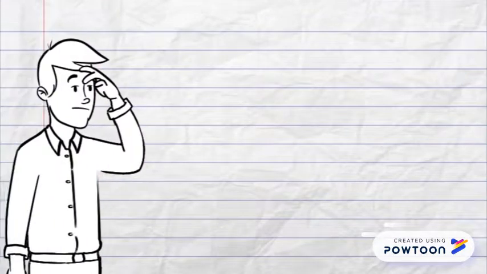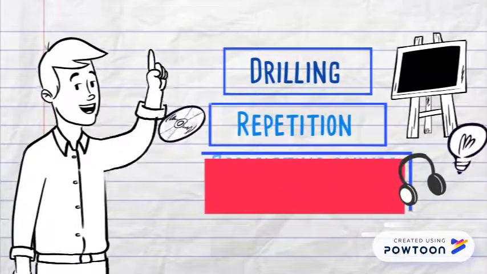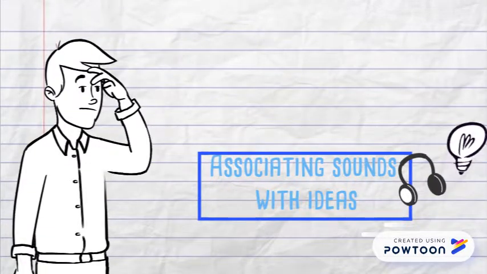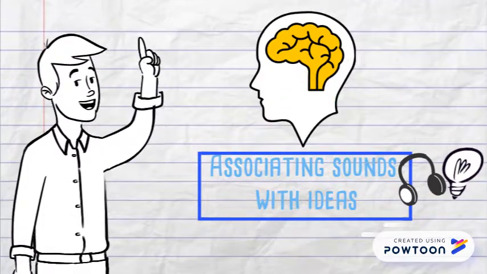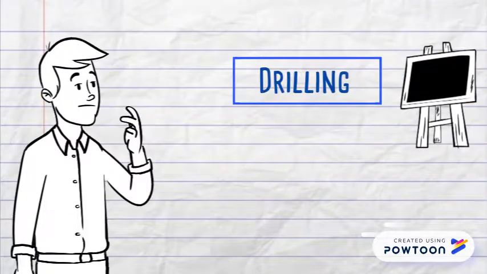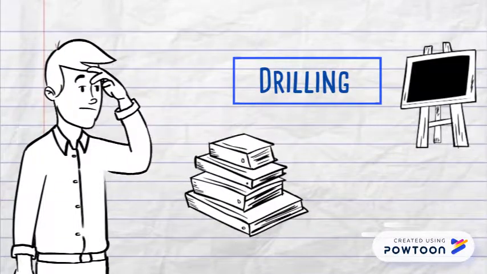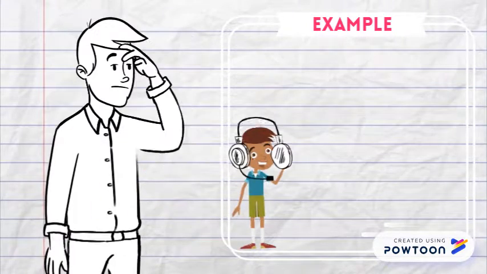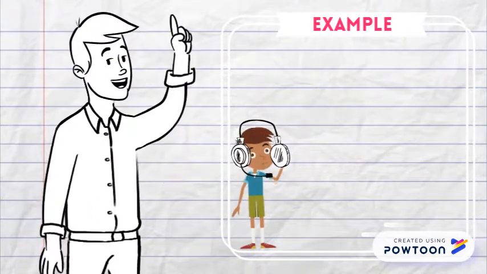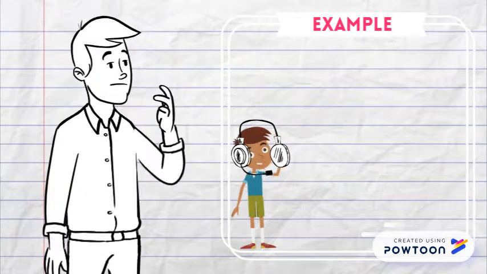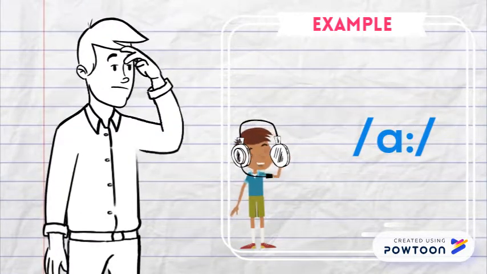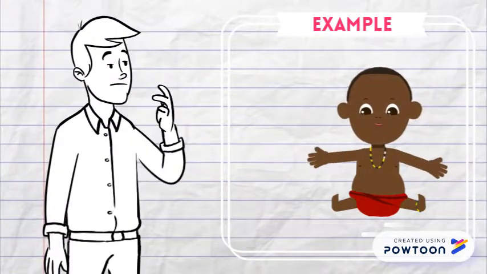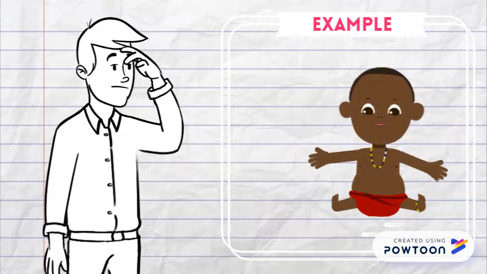A second aspect is drilling, repetition, and associated sounds with ideas. Associating sounds with particular ideas makes sounds easier to remember. Also, drilling makes sounds fit into students' language use naturally. An example can be that in order to help students become familiar with the sounds, you can use ideas like calling the sound the holding a baby sound. Ask students to place their arms as in holding a baby and say, ah.